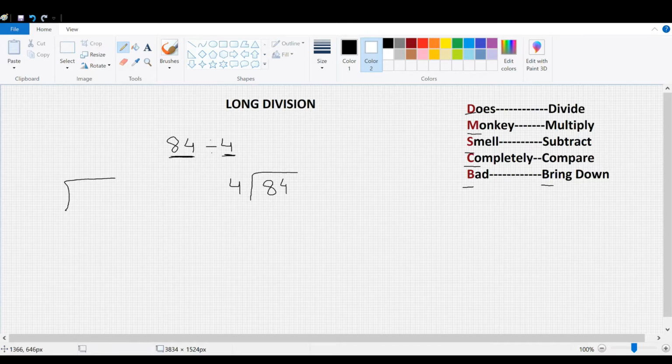And the answer we will be writing on top of the division house. And this is called the quotient. The answer to a division problem is called the quotient. The number which we are dividing by is called the divisor. And the number that is inside the house, it's called the dividend.